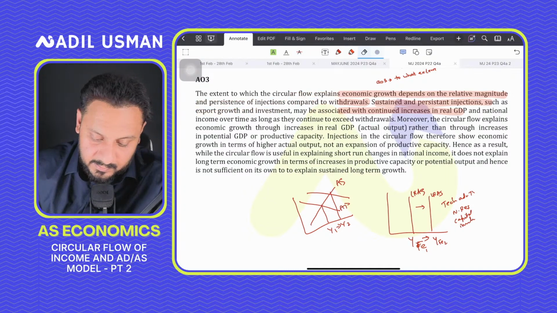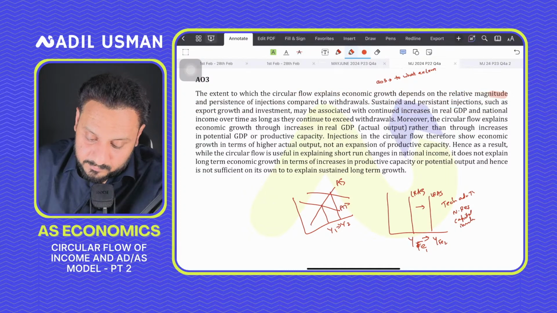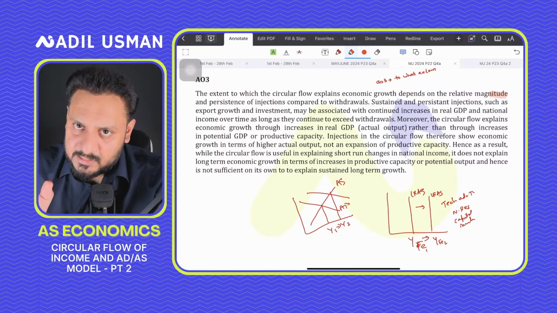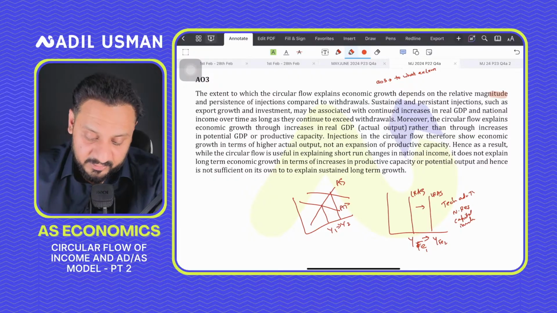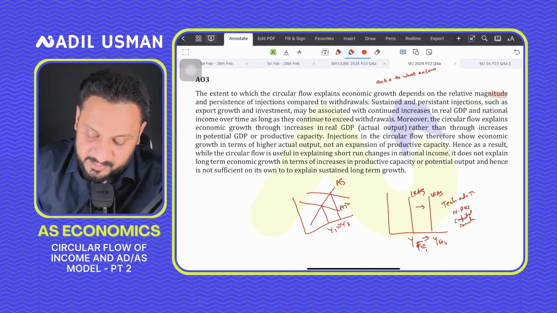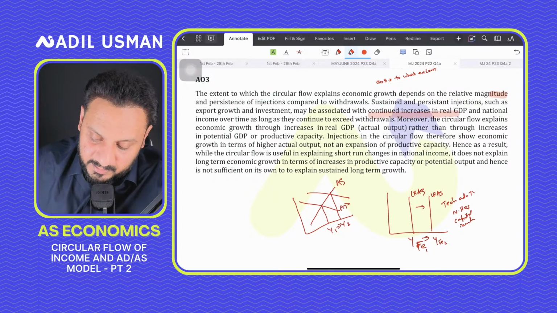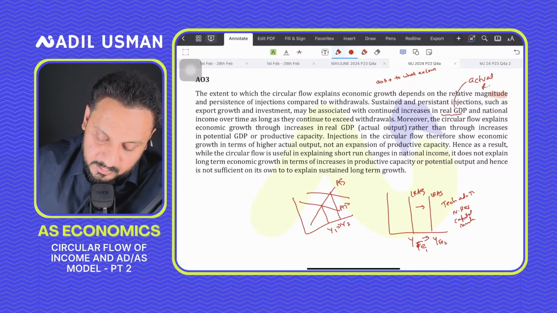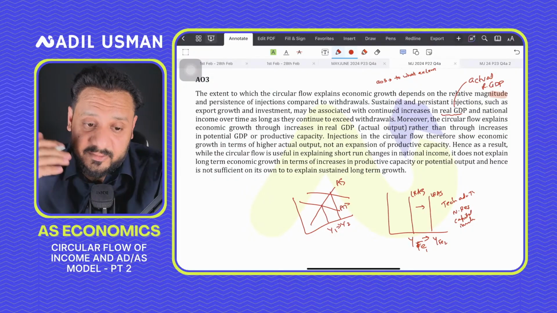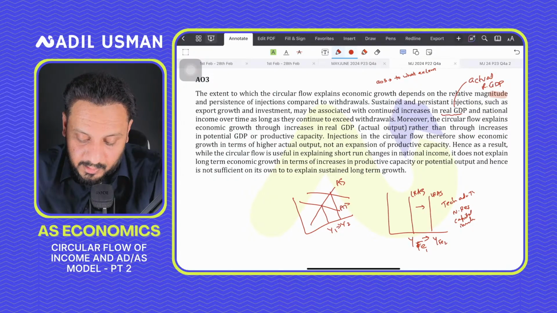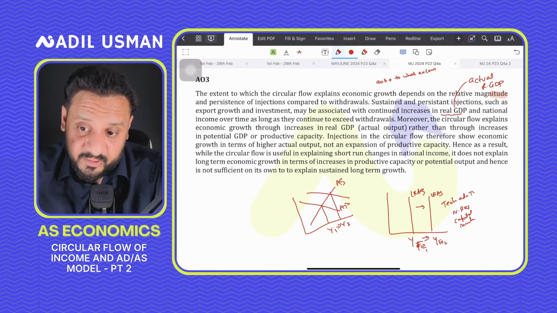ठीक है. Second, इस extent तक तो वो बताता है, यानी circular flow model does explain actual real GDP. So it may be associated with a continued increase in GDP, and here we are talking about actual real GDP. The size of the injections being more than withdrawals is associated with a continuous increase in real GDP, as long as injections exceed withdrawals. That is actual real GDP that we're talking about.